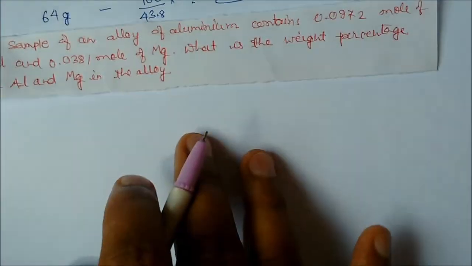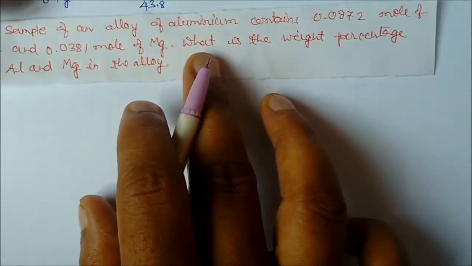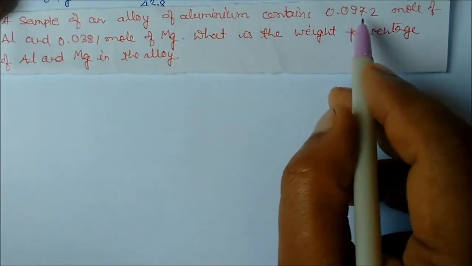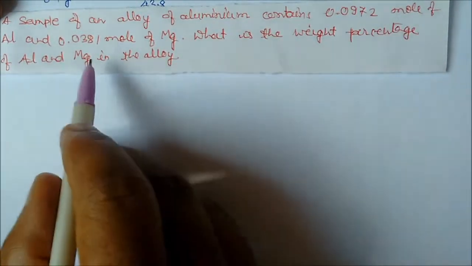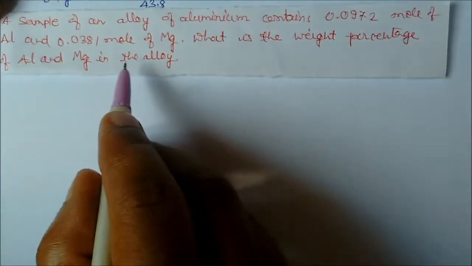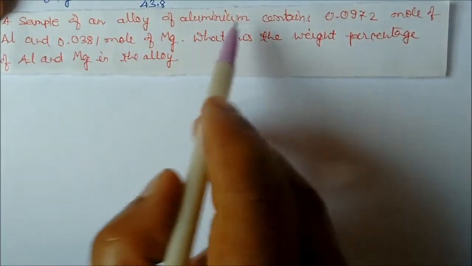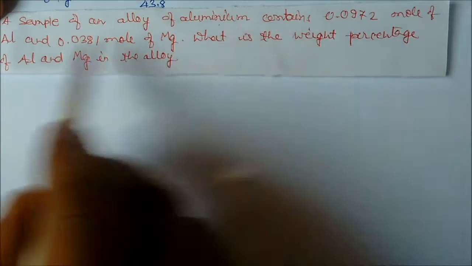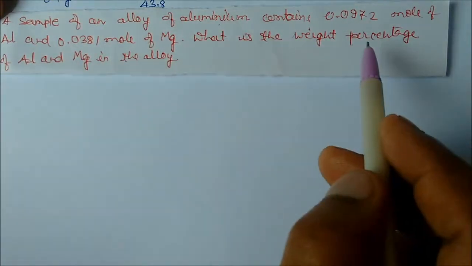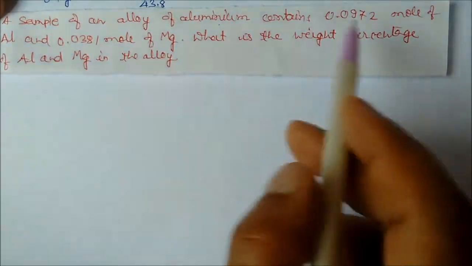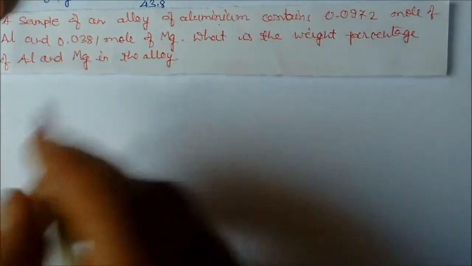Now, a sample of alloy of aluminium contains 0.72 moles of aluminium and 0.038 moles of magnesium. So what is the weight percent of aluminium and magnesium in the alloy? So this is again an alloy, aluminium and magnesium, and they have given some moles. Weight percentage means again weight by total mass. So moles they have given, so we have to convert moles into weight.